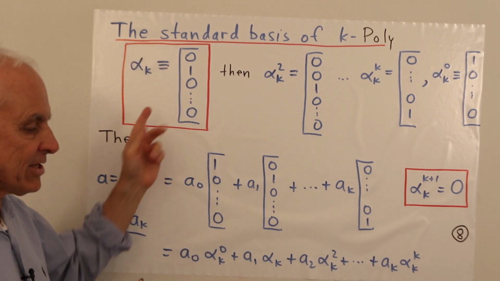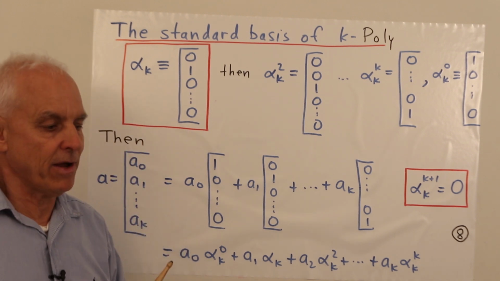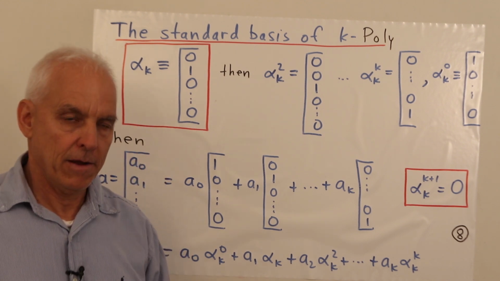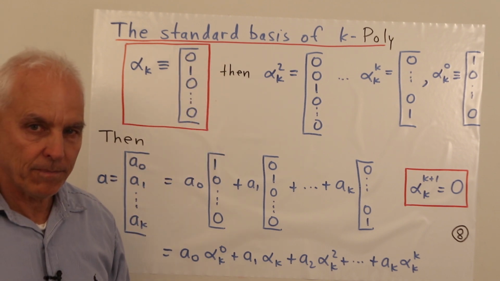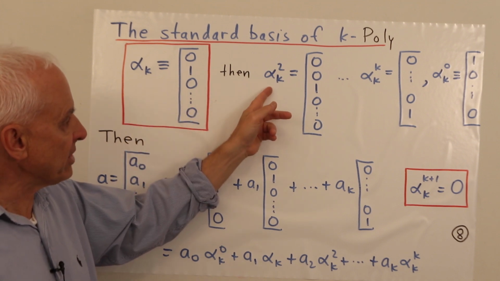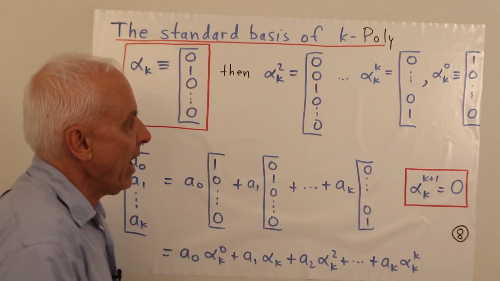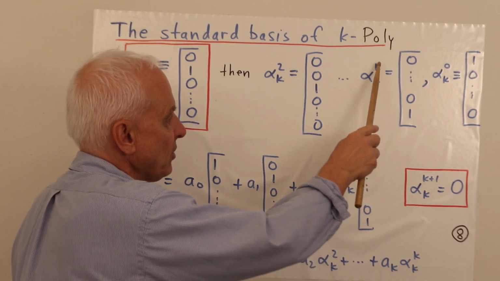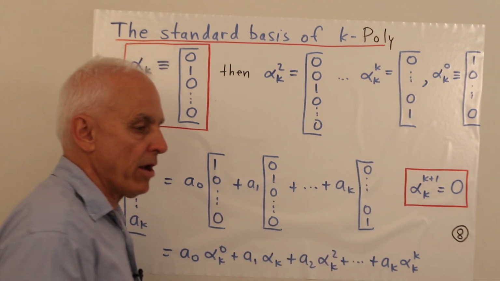So since this is not the same as alpha, even though it looks pretty close to it, let's give it a related name. Let's call it alpha sub k. Okay, because it's a k-poly. There's altogether k plus 1 elements here. So if that's alpha sub k, then alpha sub k squared will be 0, 0, 1, and then a bunch of zeros. And carry on, alpha sub k to the k, the last one, will be all zeros with just a 1 at the bottom.